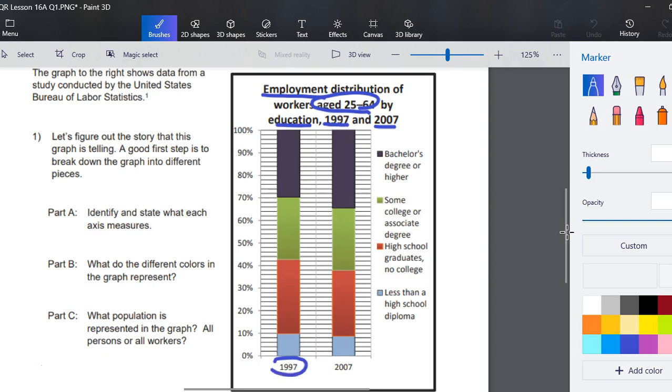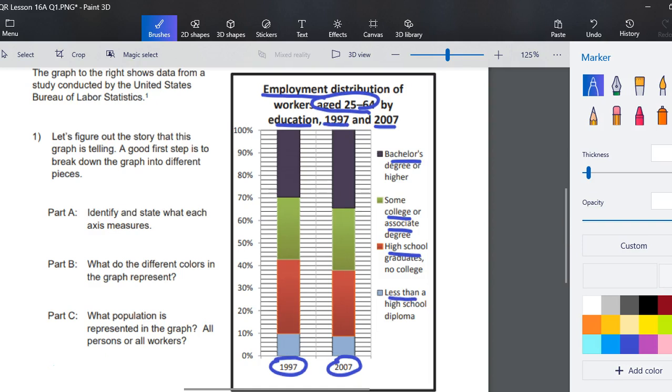So just to verify, there's one of the years. Here is another one of the years. And this dark blue is a bachelor's, the green is some college or an associate, the red is high school graduates with no college, and then the light blue is less than high school.